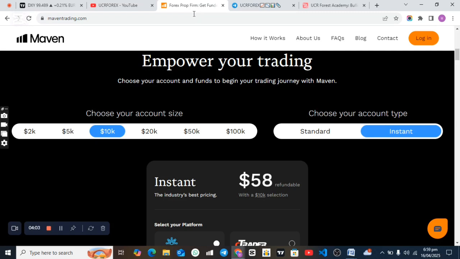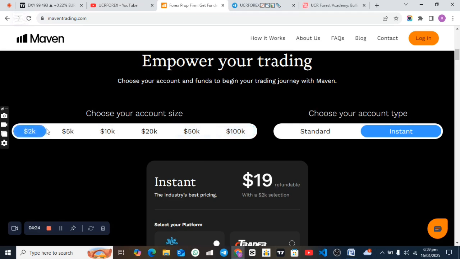So as you can see with the 2K account here, you can purchase it with $19. What about the 5K? You can see $29. What about the 10K? $58. The other one, $116. The 50K, $290. The 100K, $549.